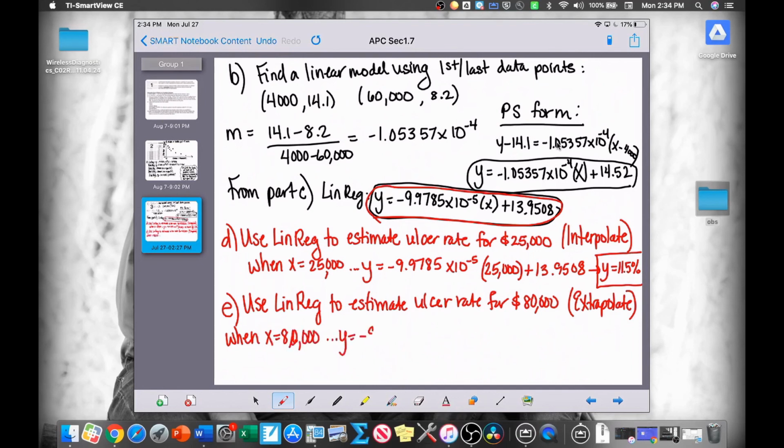So we got y equals negative 9.9785 times 10 to the negative fifth times 80,000 plus that y-intercept of 13.9508. You grab your calculator and plug that in, and you get y equals 5.97%. Okay, so that is how likely you have almost a 6% chance of developing an ulcer. Looking at the data, it should be smaller than the value at 60,000, which was 8.2, and it is. It's about 6%. So this does make sense.